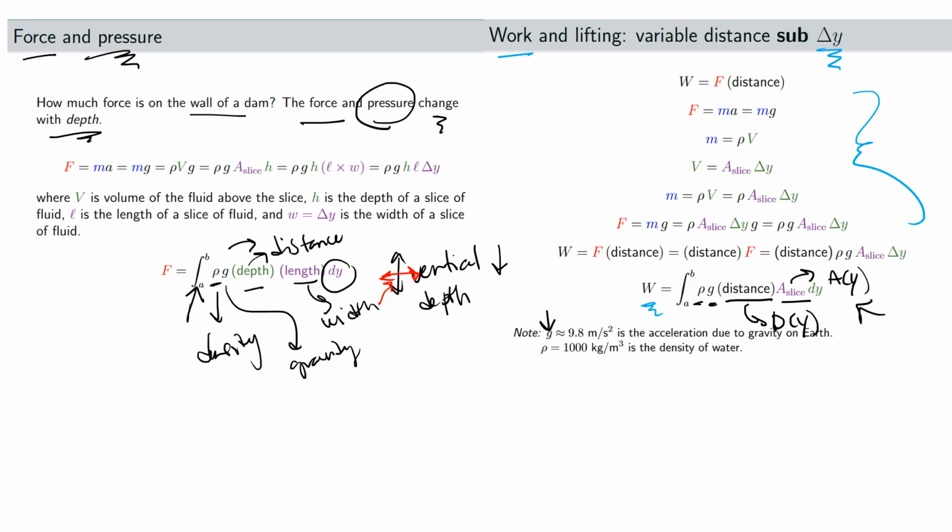We can remember some of these nice numbers. For the acceleration due to gravity, we know that's 9.8 meters per second squared. And for our density, if we look at the density of water, we have this notation rho, and that's 1,000 kilograms per cubic meter.